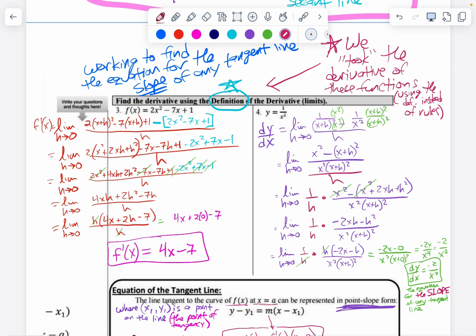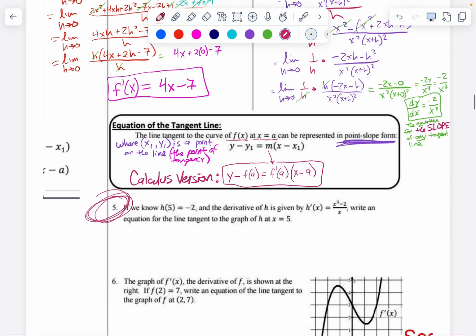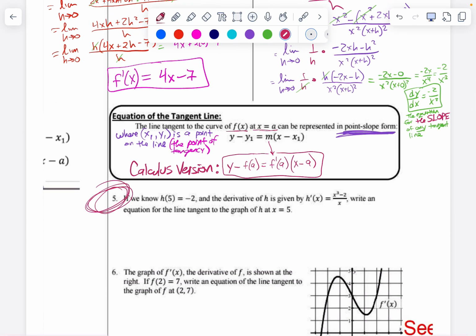Good? That was kind of a fast review. So we reviewed, then we jumped into the tangent line stuff.